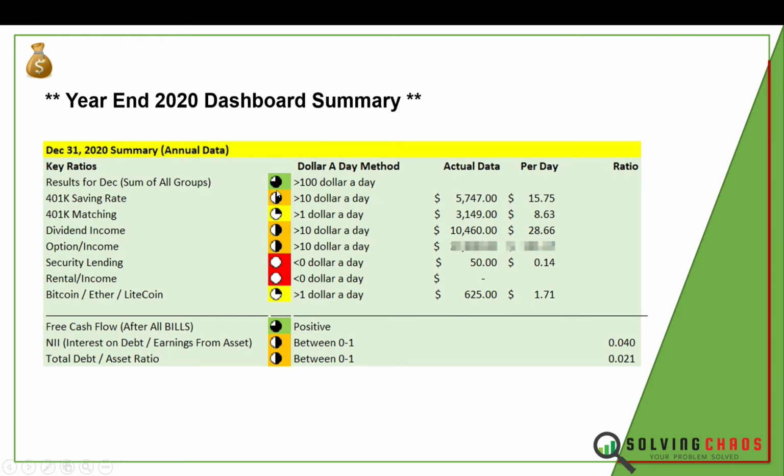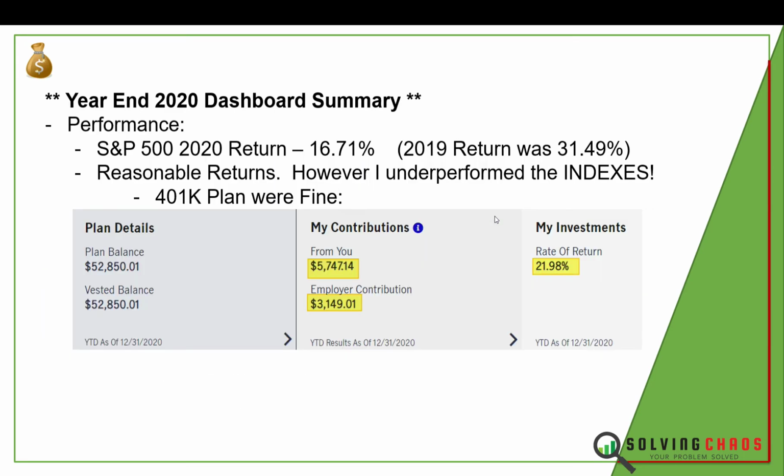So my 401k plan hit, I put in this much, you divide it up by days, you get this number. My matching surpassed $1 a day. It's almost, if I got $3,650, it would have been orange here, and it would have been over $10 a day, but I didn't get that. But the good thing about tracking this is you can see what performed well, what didn't perform well. Overall, when I said this underperformed, it's because I have other stuff in my portfolio that didn't do so well.